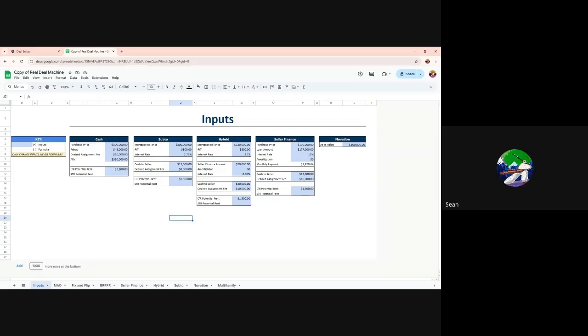PropStream, Batch Leads, PropWire, sometimes they will have the mortgage information there. It's hit or miss for me. Like I use Batch Leads. It's like 50-50 on if they actually have it. But I don't want you to give me the address because this is obviously going to go on YouTube. So I could DM it to you if you'd like. Yeah, DM it to me. I'll take a look at it.